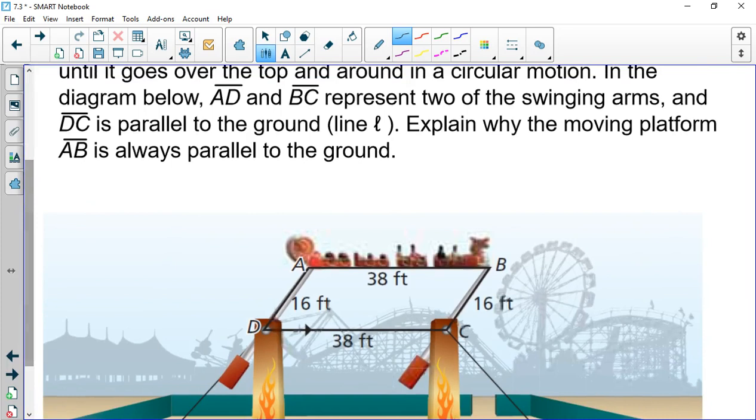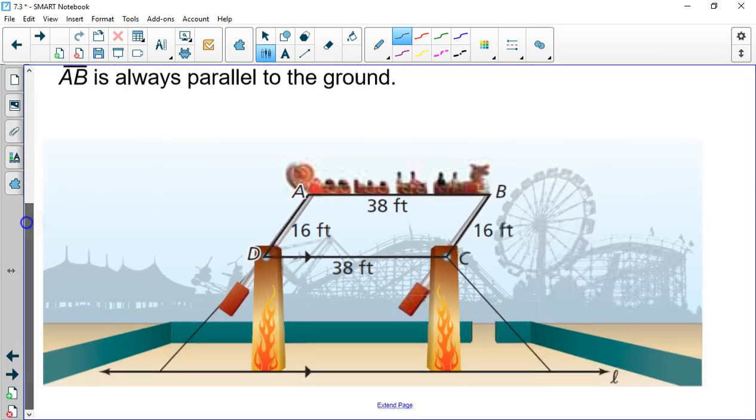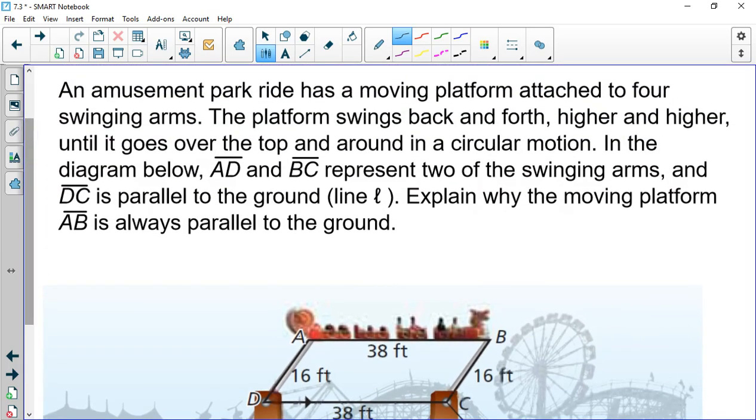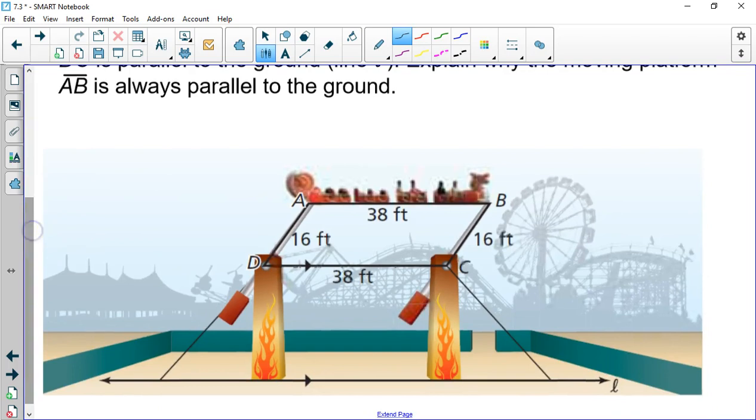Okay, so that was going away here. So line L is the ground, and we know that DC, okay, so we know that this piece right here is always parallel to the ground. And the question is, how do we know that AB is always parallel to the ground?